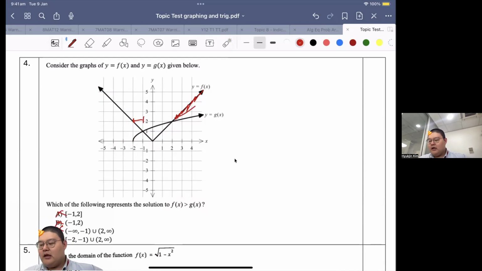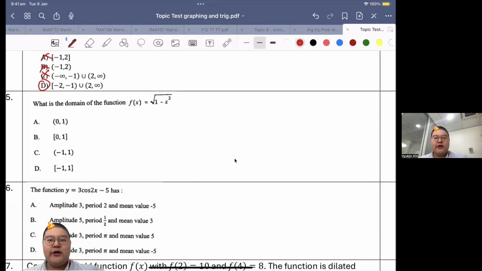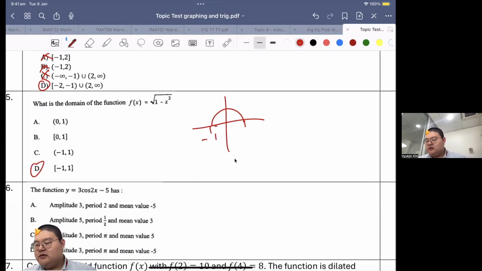Okay? This is a similar concept. I have square root of 1 minus x squared. Wait a minute. If you guys do remember this shape, this is just a semicircle with radius 1, from 1 to -1. So the domain of the function is just -1 to 1.